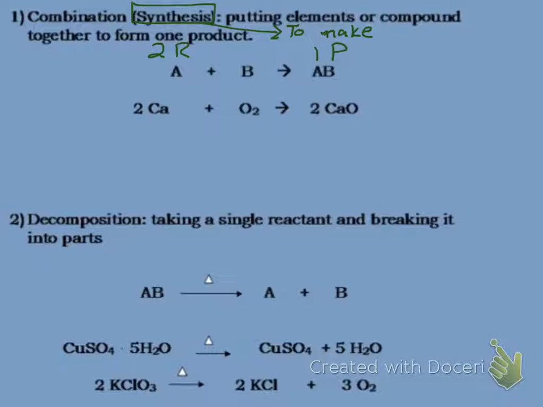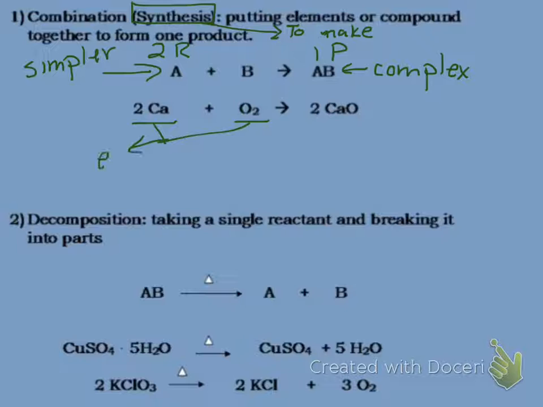Both of the reactants are simpler forms of matter. And when they are combined together to make the product, we form a more complex substance. Now, in the case of the example, both the calcium and the oxygen are elements. These are the simplest forms of matter that you can have, and they bond together to create a compound.